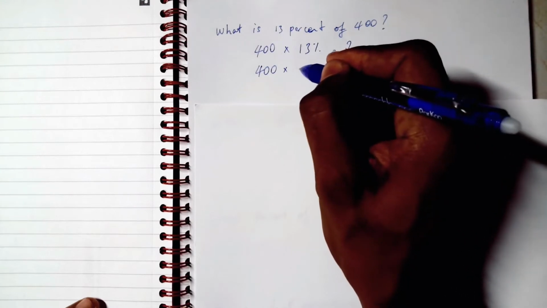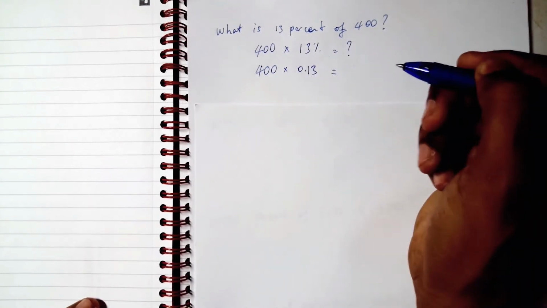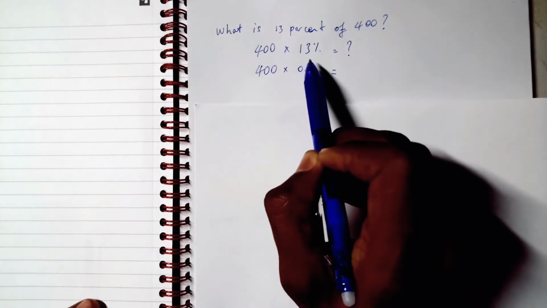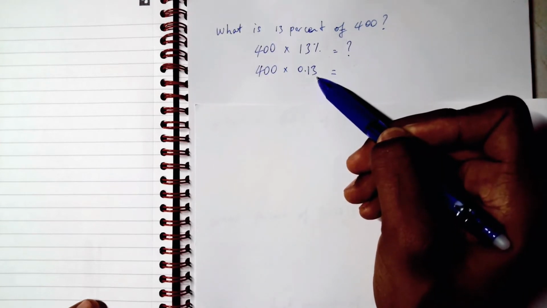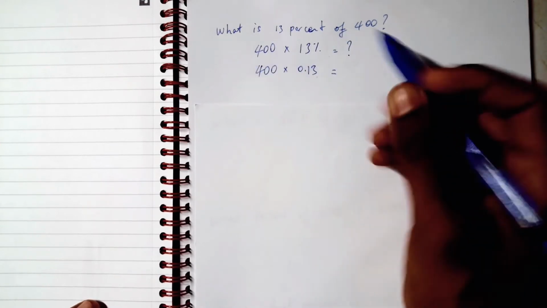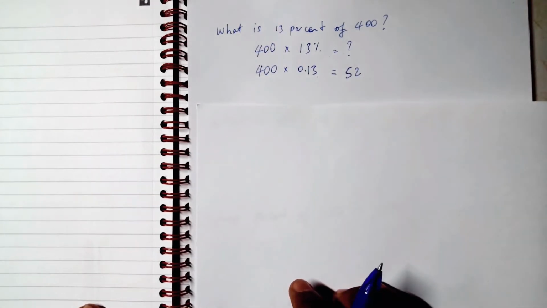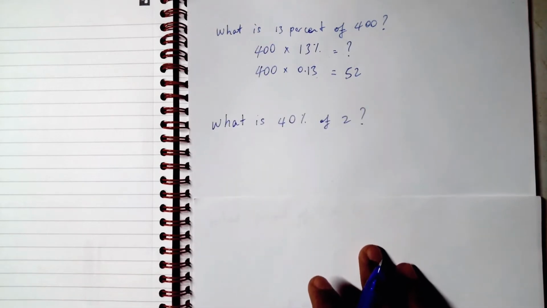So let's rewrite this as 400 multiplied by 0.13 equals. We have our number multiplied by the percentage converted to decimal, 0.13. When we do this multiplication, we get 52. A very simple calculation. Let's move on to another example.